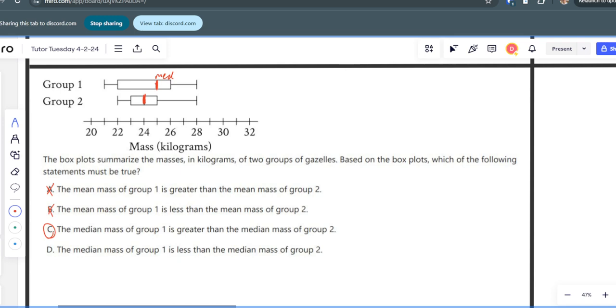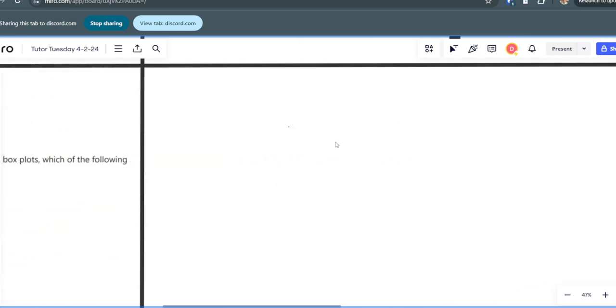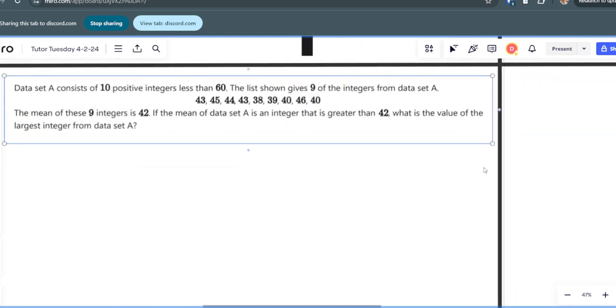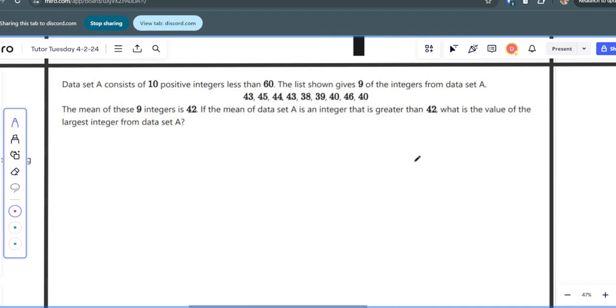Okay, this next one is more statistics type problems, and it's also a very good one that I see a lot of people get wrong. So dataset A consists of 10 positive integers less than 60. The list shown here gives 9 of the integers from dataset A. The mean of these 9 integers is 42, and if the mean of dataset A is an integer greater than 42, what is the value of the largest integer from dataset A?